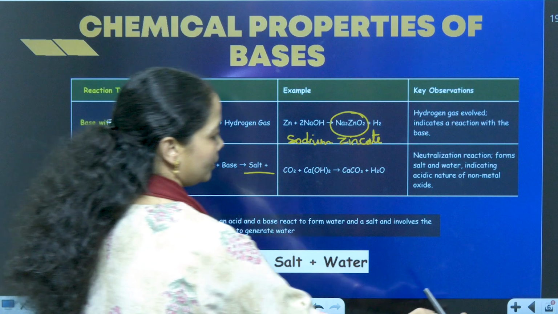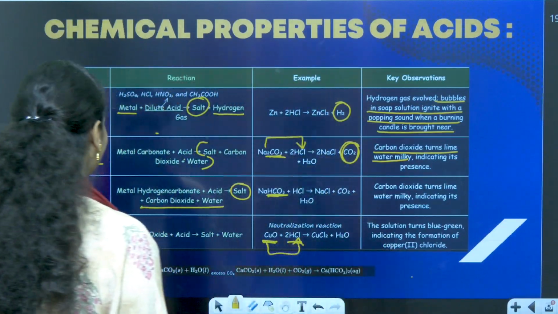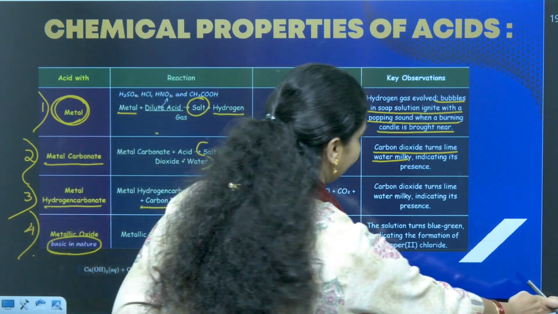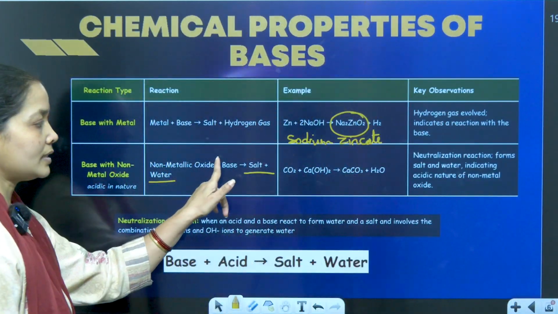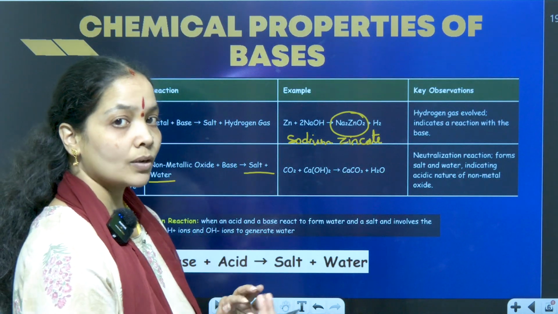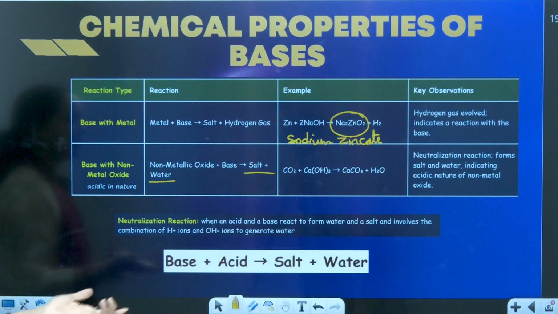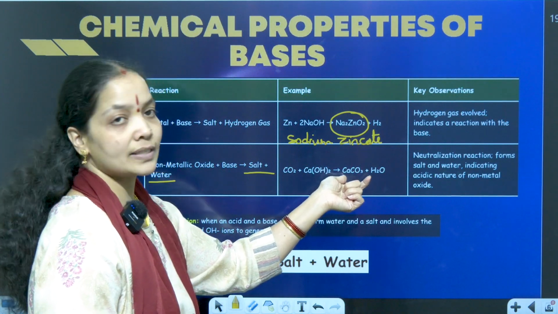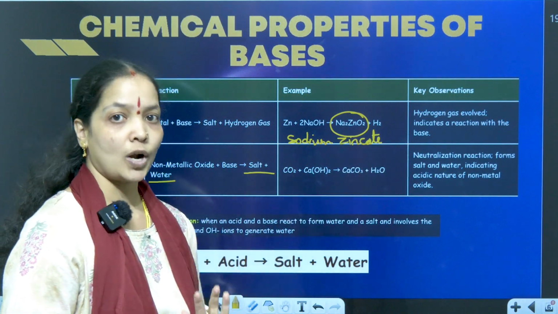Same with, let us go to the previous slide. See, metal oxide plus acid gives salt and water. The same thing is happening here. Non-metal oxide plus base gives salt plus water. The byproducts are not changing. Only the reactants are changing. So what's the best example? Carbon dioxide plus calcium hydroxide gives calcium carbonate plus water.